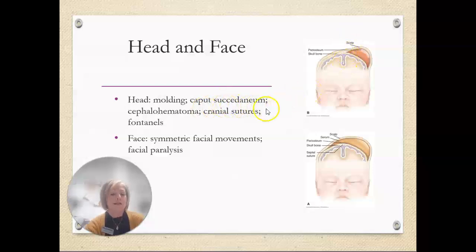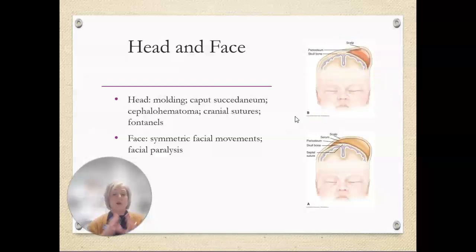Caput succedaneum is blood-filled fluid under the skin, but it is not under the periosteum. The periosteum is still intact, and then you get the collection of blood over the top. So these are different. This one is just a collection of blood on top of the periosteum. This one is underneath the periosteum, and it will not cross that suture line. Now your sutures, I'll talk to you about those on the next slide.